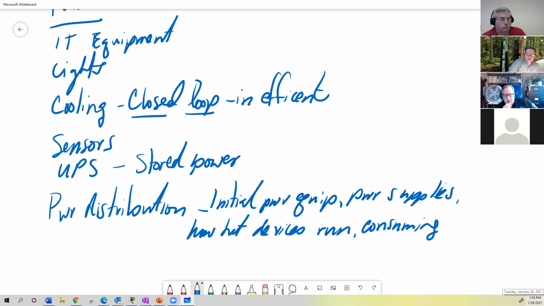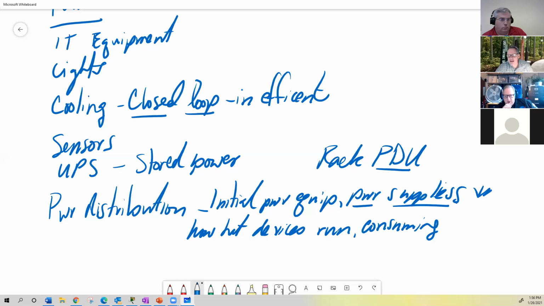So there's also, I forgot in between here, there's initial power equipment. Then it usually comes into a rack. At the rack level, there is a PDU, power distribution unit, and that of course loses some power to heat. Then you've got the power supplies in your servers, and then how hot these devices run. So basically you lose power all the way along the way.